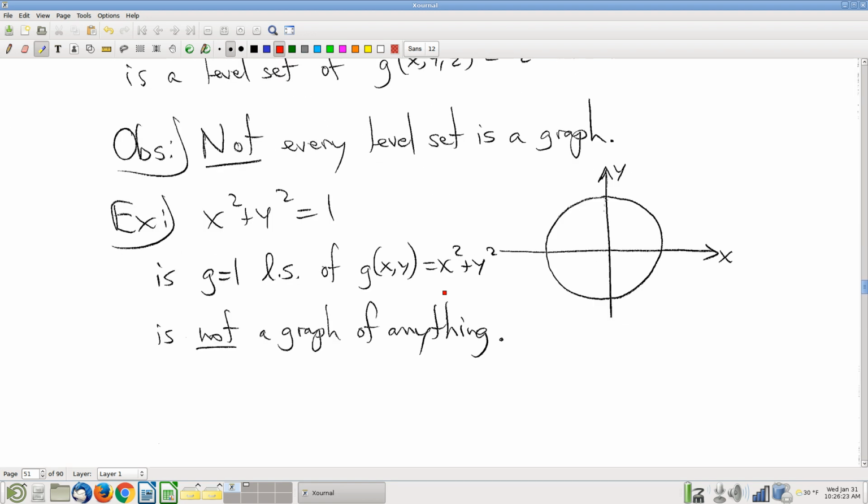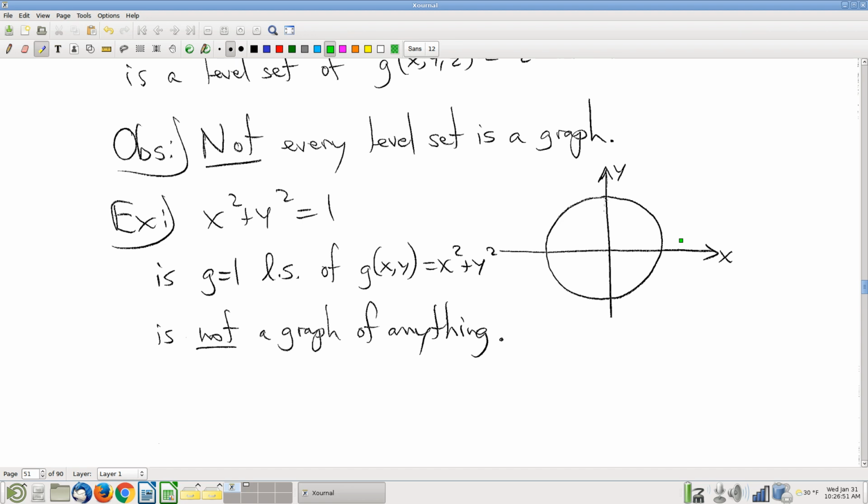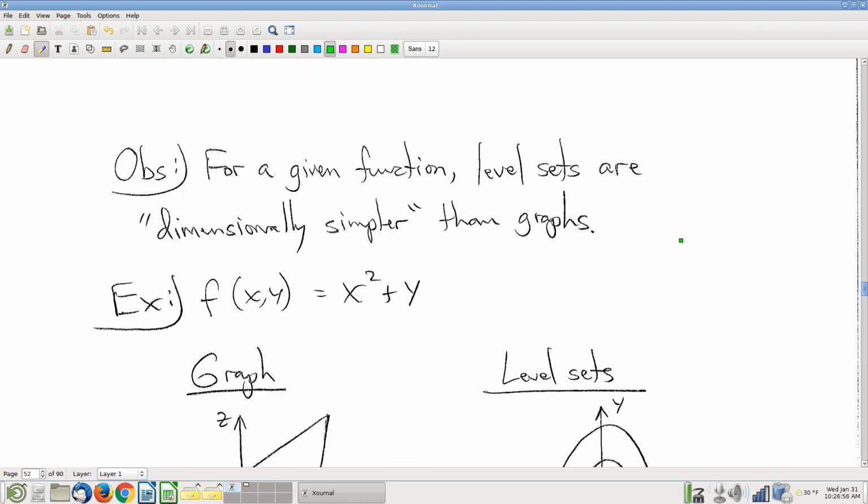So very quickly, let me note that even though every graph is a level set, not every level set is a graph. Easy example: here is a level set. This equation here, it's a circle. That's a level set of a certain function. It's not the graph of anything. It just isn't. It fails the vertical line test. Whichever way you go, not a graph. So this is a one-way trick. You can turn graphs into level sets, but not the other way around.